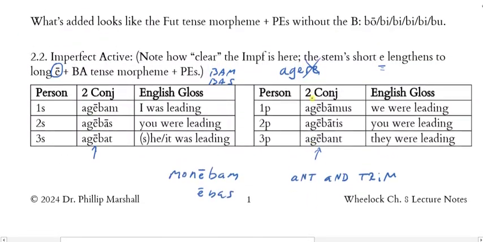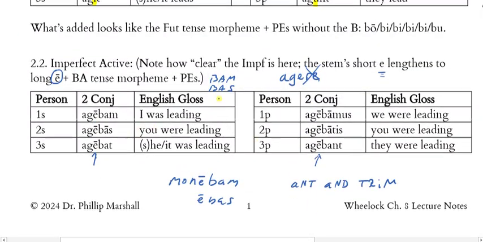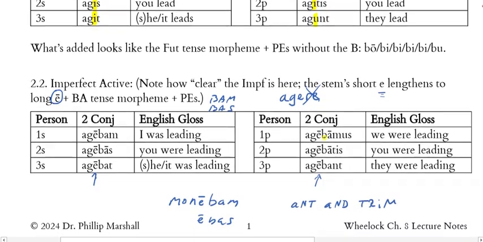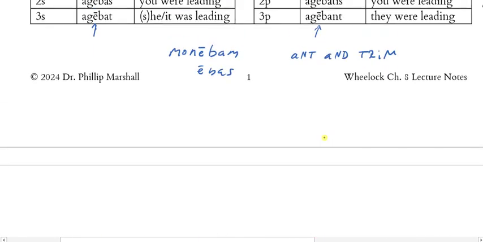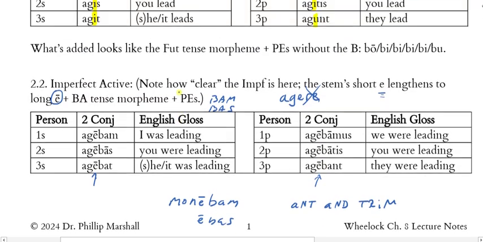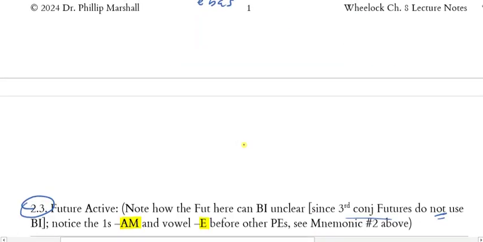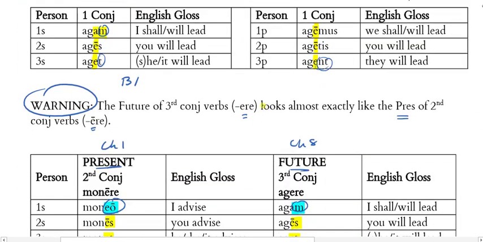What do they have? They have the forms -o, -is, -it, -imus, -itis, -unt. Okay? So there's no long E here at all. And by the way, the present is ago with the O. There's a reason why the future here doesn't have O, because if it did, it would look like the present. So that's why we get agam, ages.